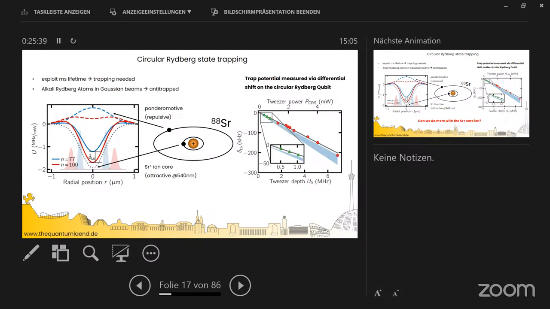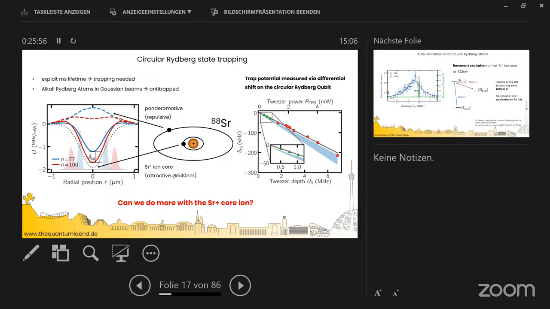characterize the trap depths by measuring the differential level shift of this circular qubit in the microwave transition as a function of trap depth, and actually try to characterize the trapping. Okay, for this, you're actually using just the polarizability of this core.